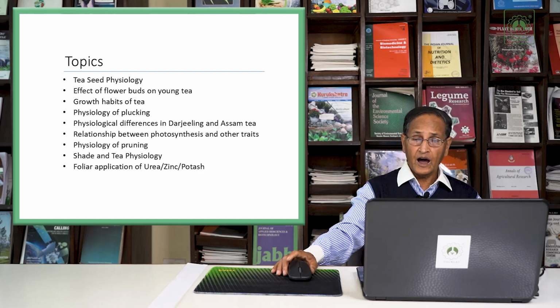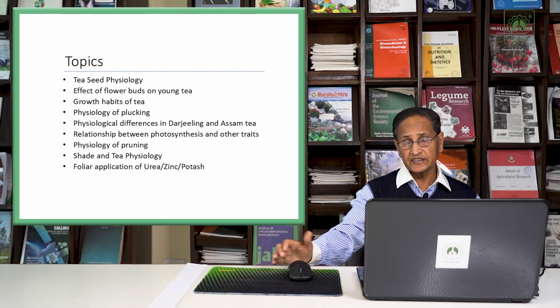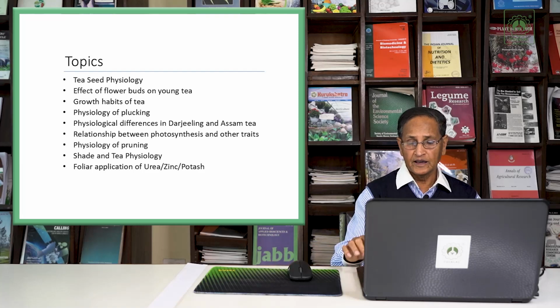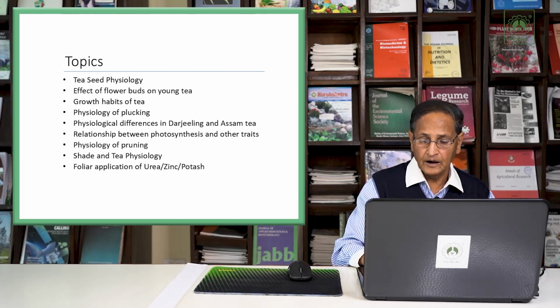Then finally, we will discuss something about the foliar application of urea, zinc and potash. When to apply, how to apply, and in what dose we have to apply these 3 things, which will change the physiological behavior of the plants and ultimately it will help in our crop yield.